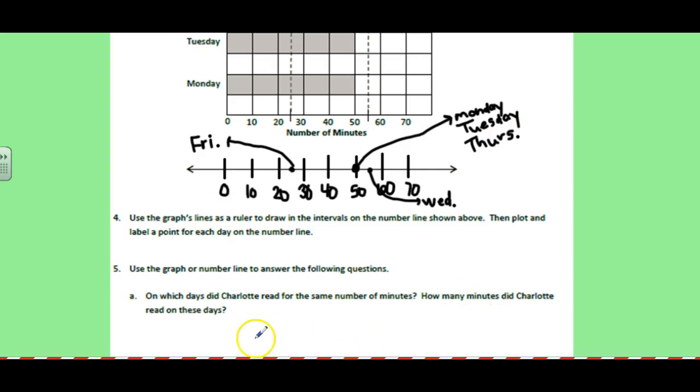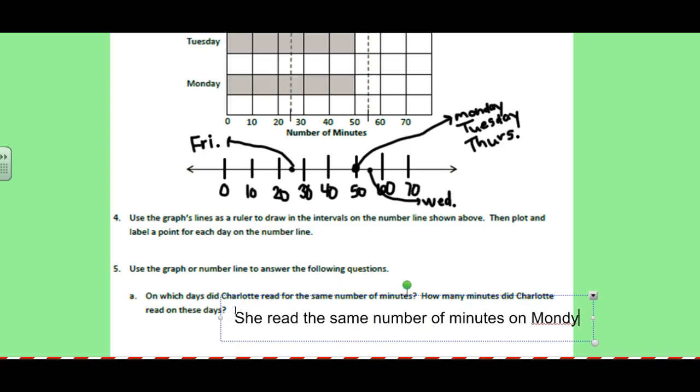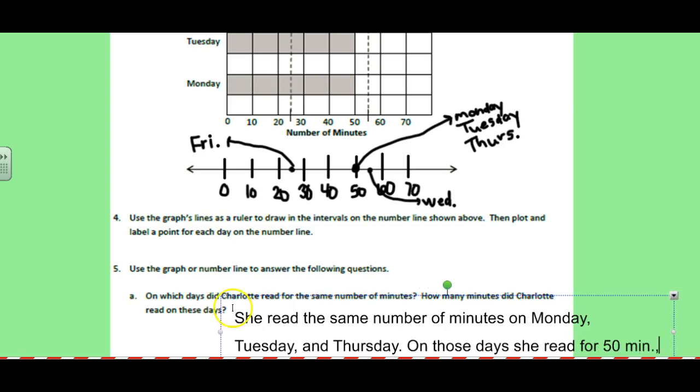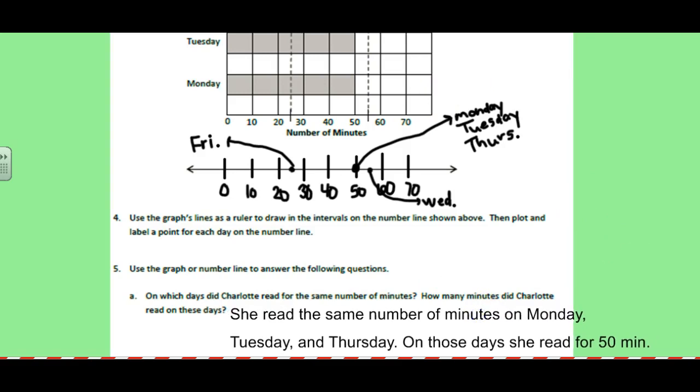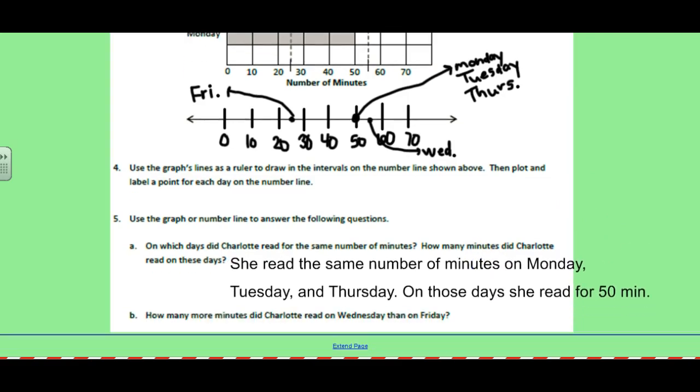And then it said, how many minutes did Charlotte read on those days? So she read the same number of minutes on Monday, Tuesday, and Thursday. On those days, she read for 50 minutes. Make sure you have this written correctly for part A on number 5. And then part B says, how many more minutes did Charlotte read on Wednesday than she did on Friday?